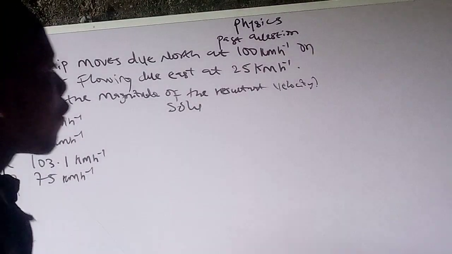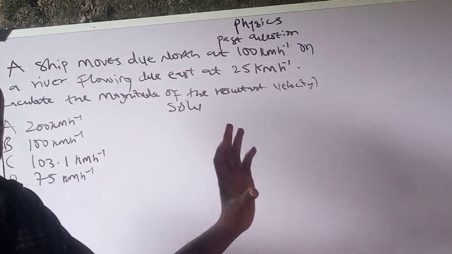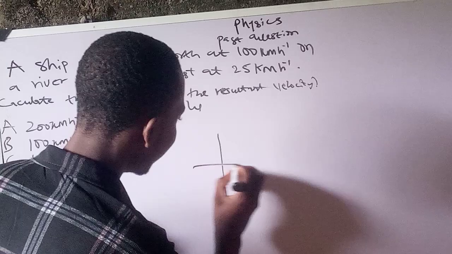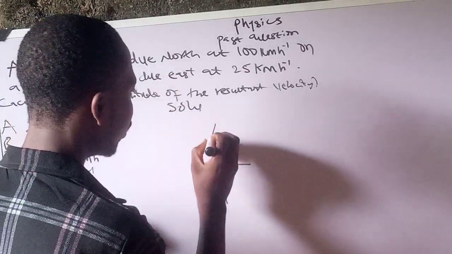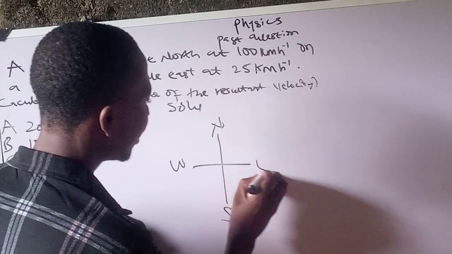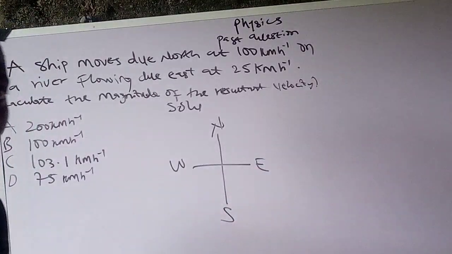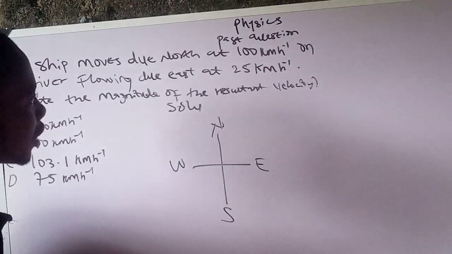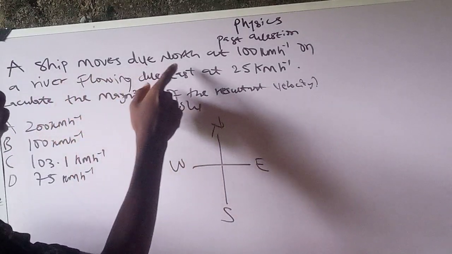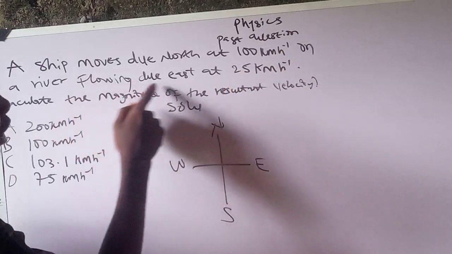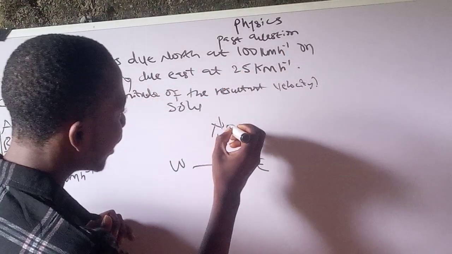Listen, if you want to learn this vector thing, master this line now. You know, this is north, this is south, this is west, and this is east. Let me show you the trick now. The question said that it is moving due north, which is here, on a river flowing due east. So it is like this.